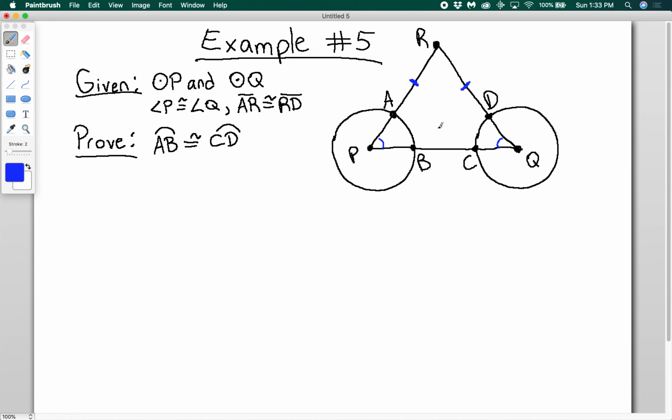Okay. So let's set up a 2-column proof to try to prove the congruency of these circles. So first, I'm just going to list out some of the givens. So 1, I have that circle P is centered at P and circle Q is centered at Q. That is a given. I'm also going to list that angle P is congruent to angle Q. And that is also given.